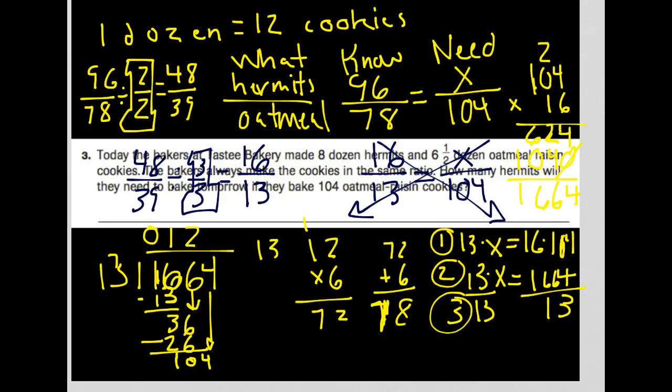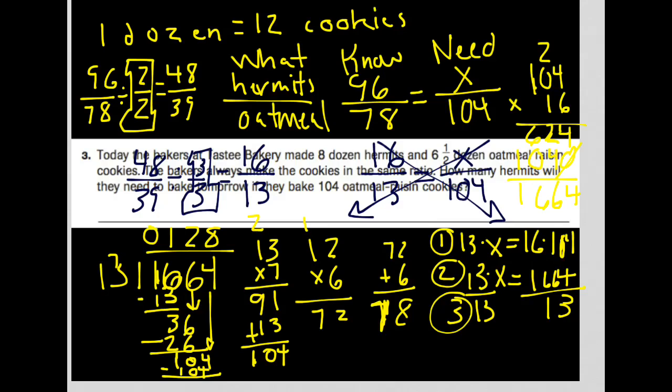13 goes into 104. Let's try 7 times. 7 times 3 is 21. 7 times 1 is 7, plus 2 is 9, 91. If I add 13 more to that, which would mean times 8, that gets me 104. So I'm going to put 8 up here. 8 times 13 is 104. 104 minus 104 is 0.